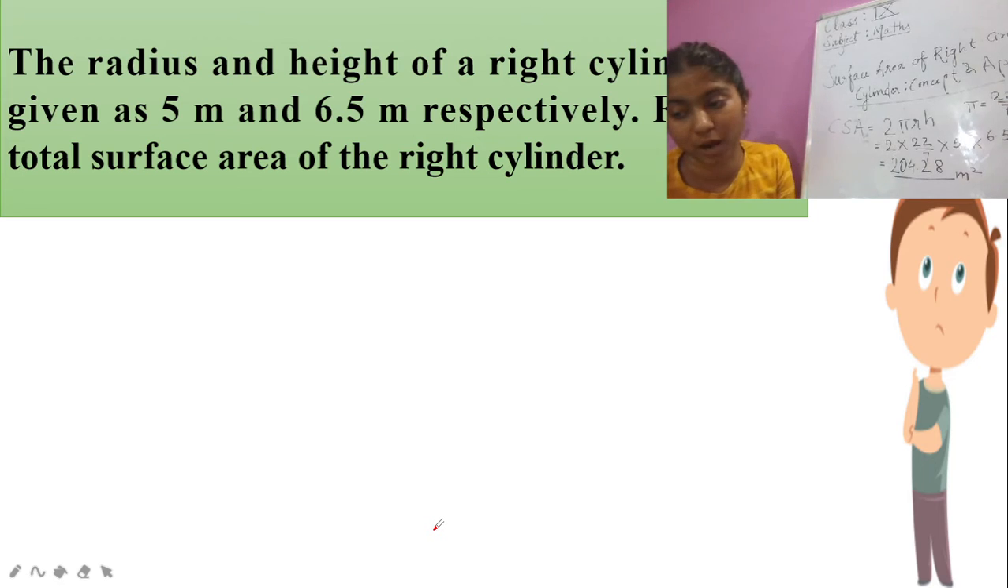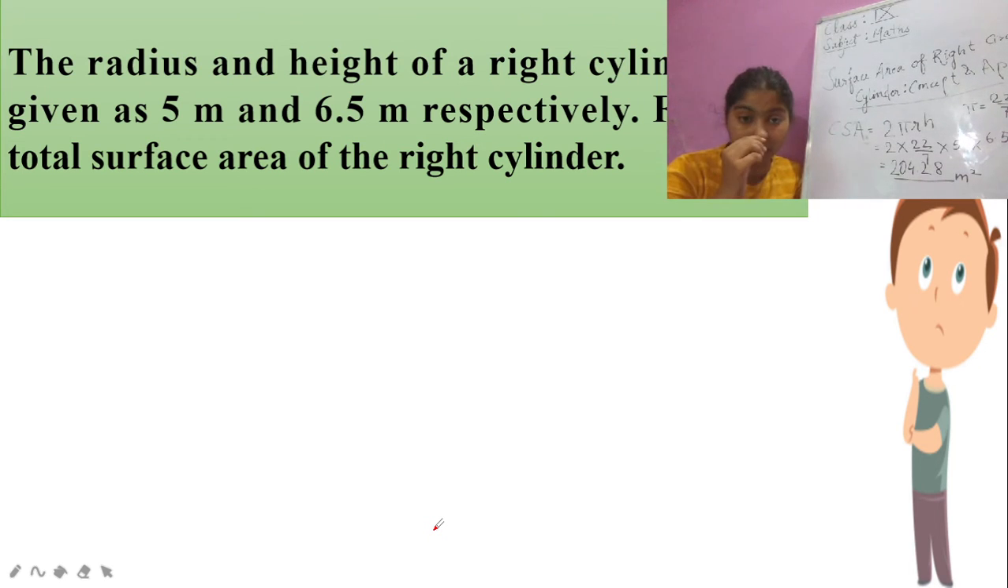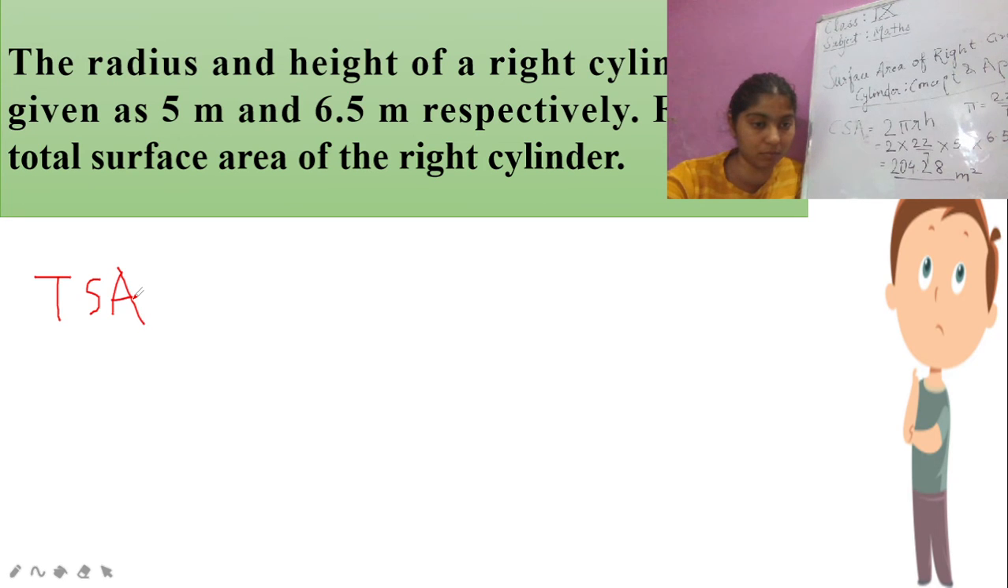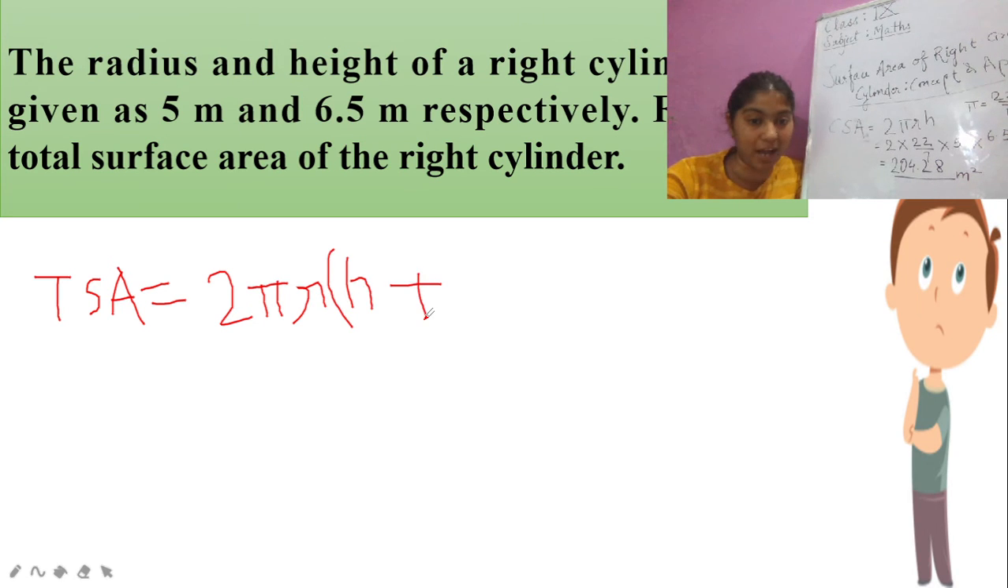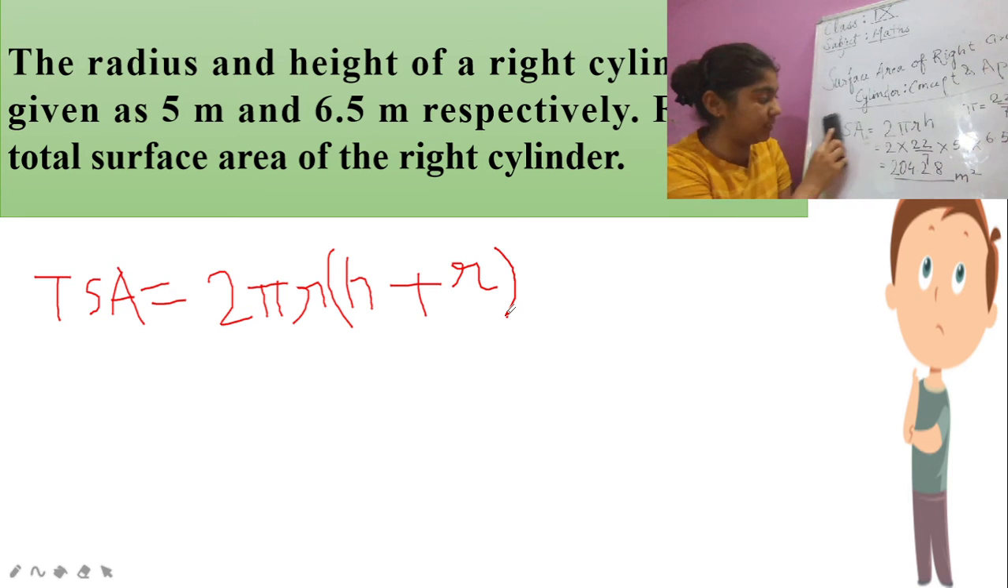Now students, what you have to do? Now you have to calculate the total surface area. How will you calculate the total surface area? We have the curved surface area, so now we will use the total surface area. So what is the formula for total surface area? Do you know? That is 2 pi R H. Is it H? No, 2 pi R, and in a bracket we have H plus R. Okay. So let's see.